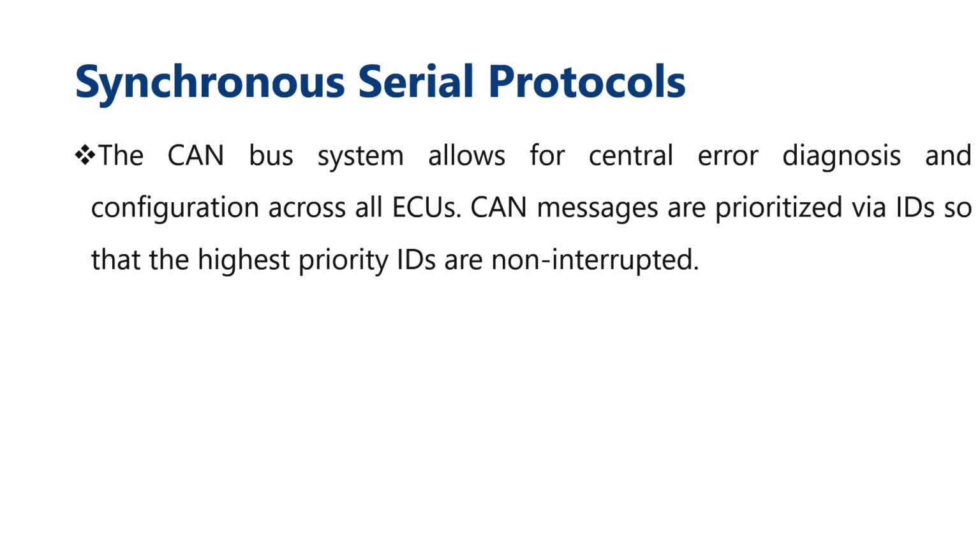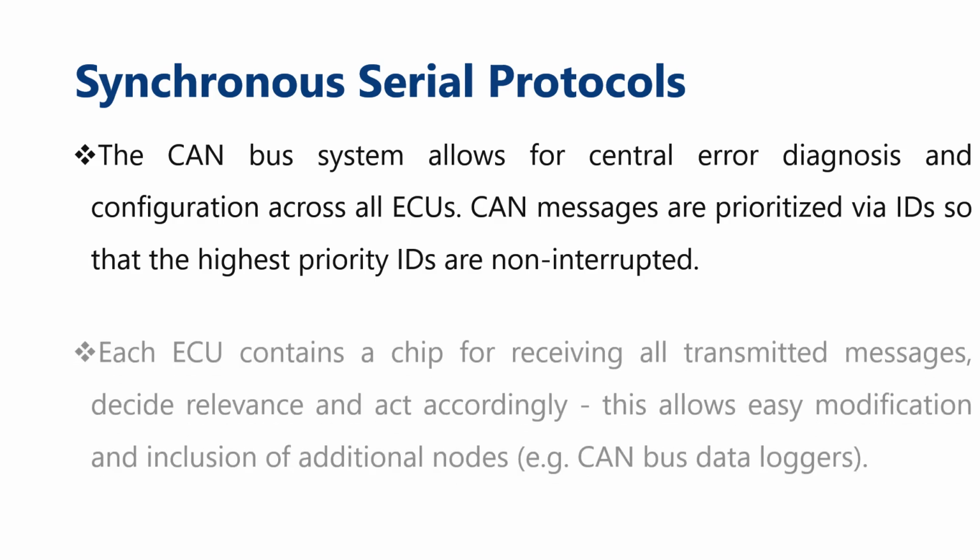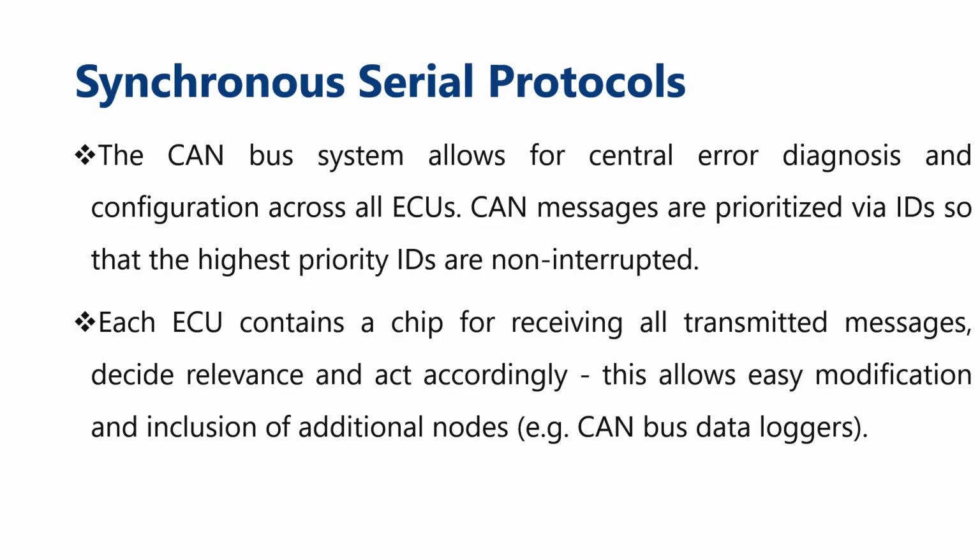The CAN bus system allows for central error diagnosis and configuration across all ECUs. CAN messages are prioritized via IDs so that the highest priority IDs are non-interrupted. Each ECU contains a chip for receiving all transmitted messages, deciding relevance and acting accordingly. This allows easy modification and inclusion of additional nodes.